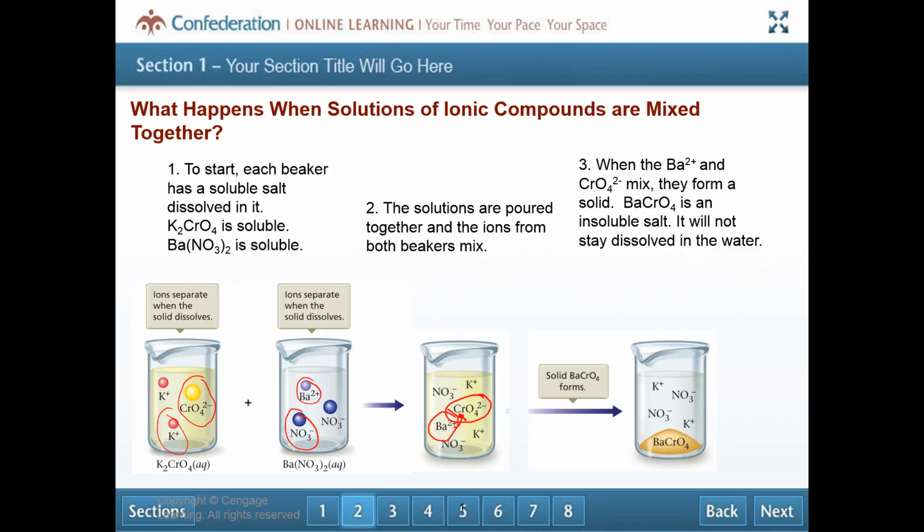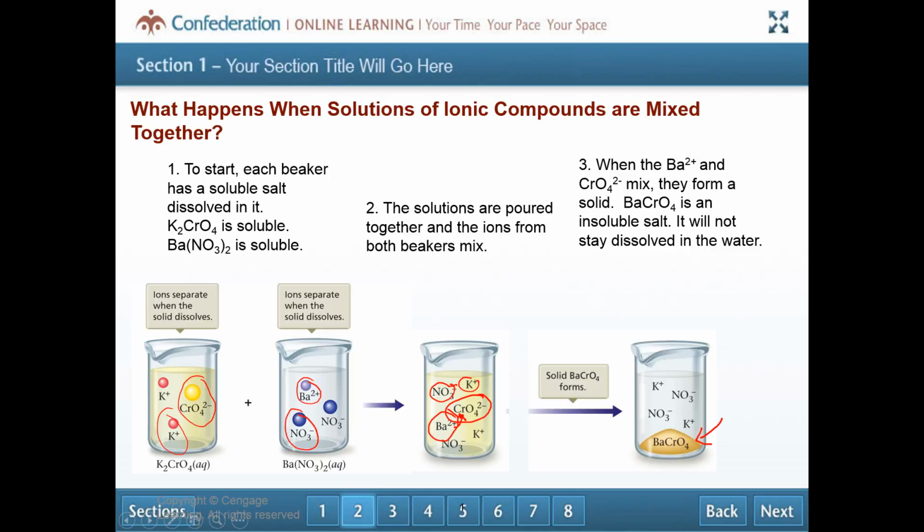form a solid together. Okay, so the potassium, when it floats around and runs into the nitrate, doesn't form a solid. They're still soluble, but the barium and the chromate, if they come close enough, are going to form a solid. And so that's going to be your insoluble salt. So this little pile of yellow stuff at the bottom of this beaker at the end, that's the barium chromate. That's the kind of thing that's happening at the molecular level when you have a precipitation reaction.